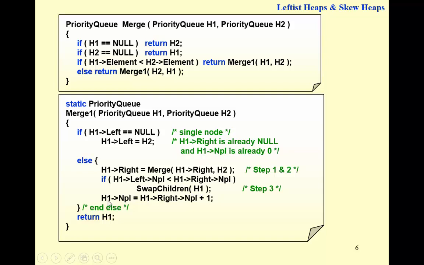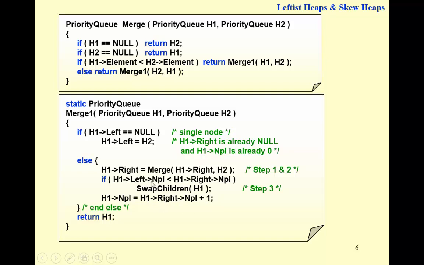And be careful here. Don't forget this one last step. We have to update the NPL of h1. Another question is, why do we only consider its right NPL? I mean, it's updated to be the NPL of its right child plus 1. Why not consider its left child?